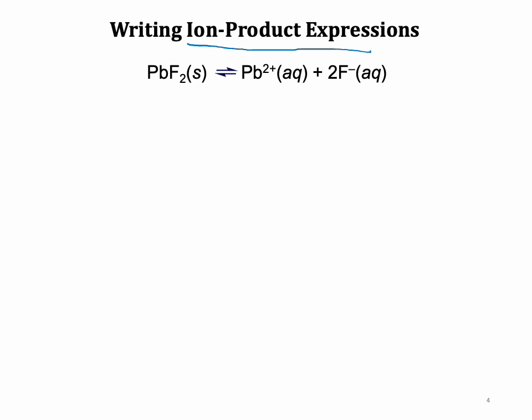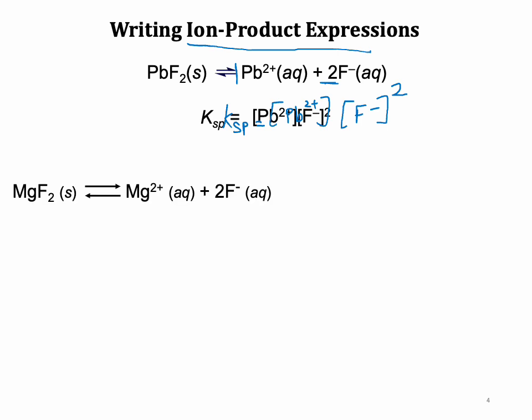If this is my salt, PbF2 gives me Pb and 2F. That simply means my Ksp is going to be Pb 2 plus ion to the power of 1 because the coefficient is 1, times fluoride ion to the power of 2 because the coefficient is 2. So this is the same as the equilibrium constant. The only difference is we call it specifically solubility product. For a salt like this, Ksp will be magnesium ion concentration times fluoride ion concentration squared. Remember, these are multiplied, not added.